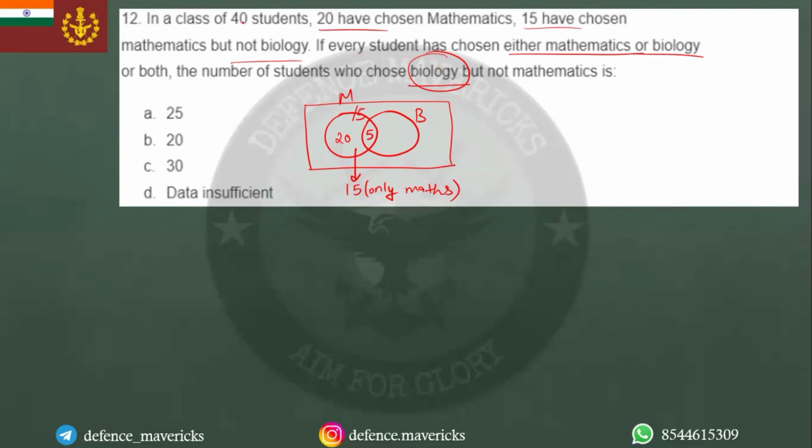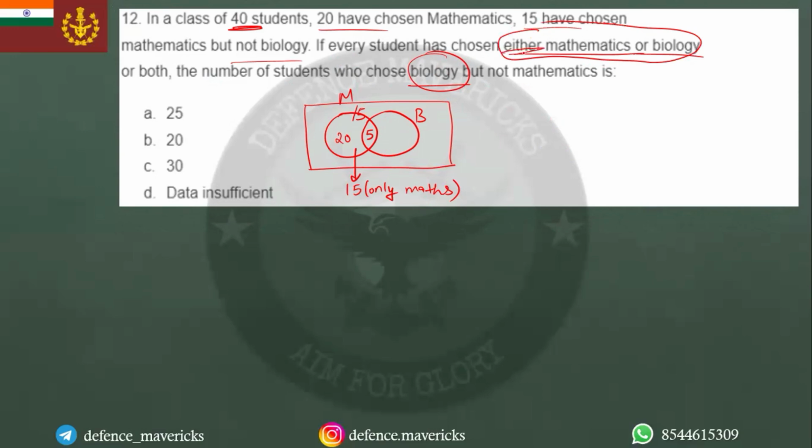ठीक है, total there are 40. And how can you ensure that all 40 of them are there? I mean, these two sets contain the entire universal set. ये कैसे कर सकते हो? Because it is said that they have chosen either maths or bio. ठीक, एक ना एक सब्जेक्ट तो सबने लिया हुआ है.